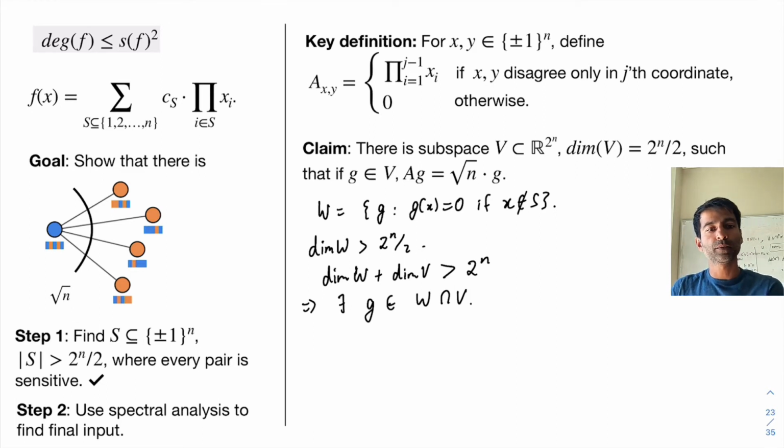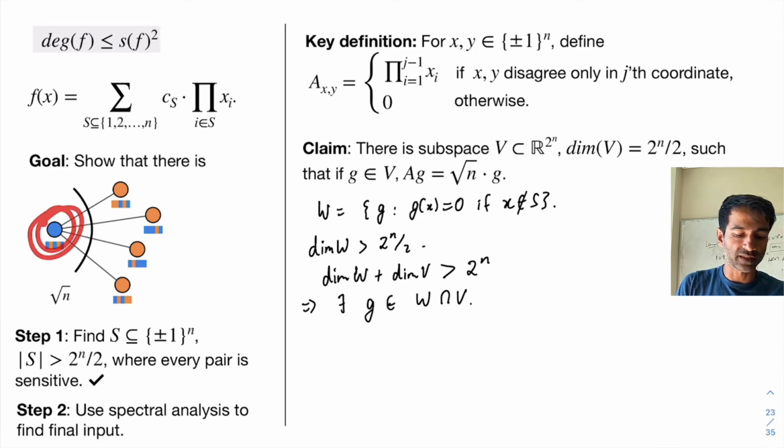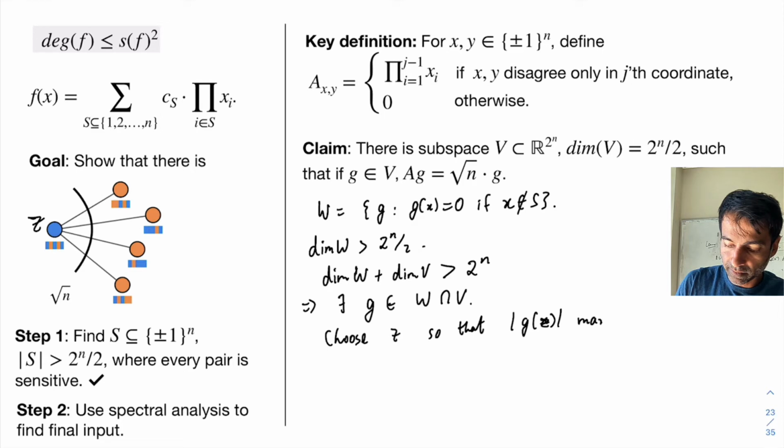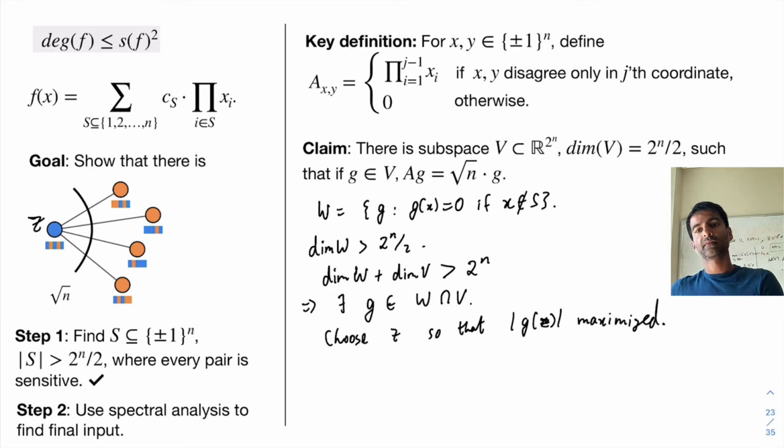Now we'll complete the proof. I'll show you how to find this input. This input is the input Z. So let's choose Z so that the magnitude of G(Z) is maximized. That's how we'll choose this input.